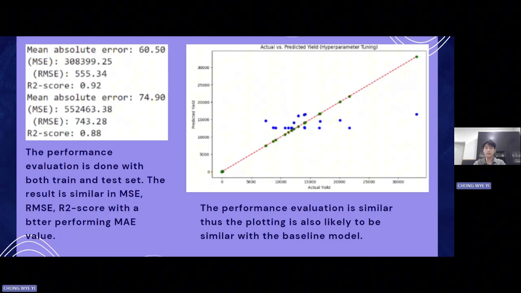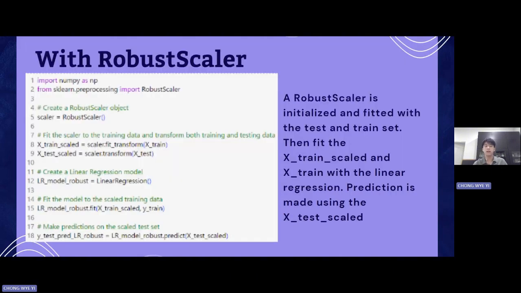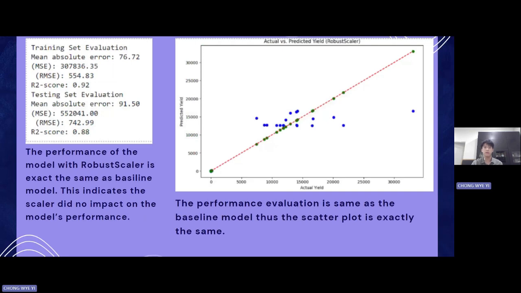The performance evaluation is similar, thus the plotting is also likely to be similar to the baseline model. Moving on with the robust scaler, we initialized a robust scaler and fitted it with the train and test sets. Then we fit X-train scaled and y-train with the linear regression, predicting the value using X-test scaled. This is the performance of the model, and it's exactly the same as the baseline model, thus the plotting is also exactly the same as the baseline model.